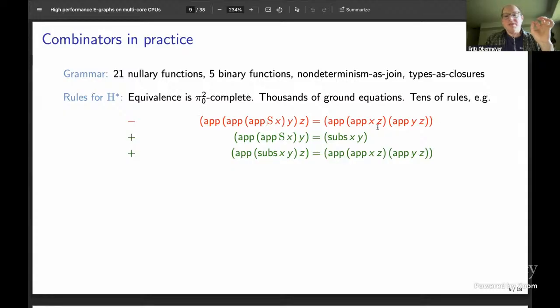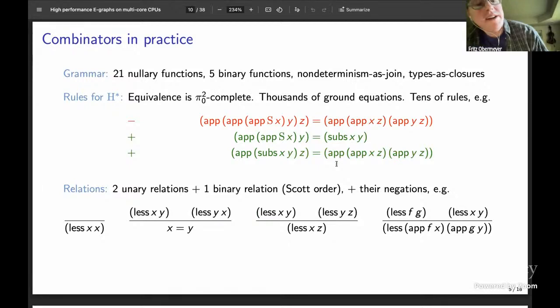Instead of this 100-year-old S rule that Moses Schoenfinkel came up with back in the 1920s, not the 2020s, I split that up. Instead of an S combinator, I use a binary function. So that costs extra memory, but it simplifies the matching patterns in the engine.